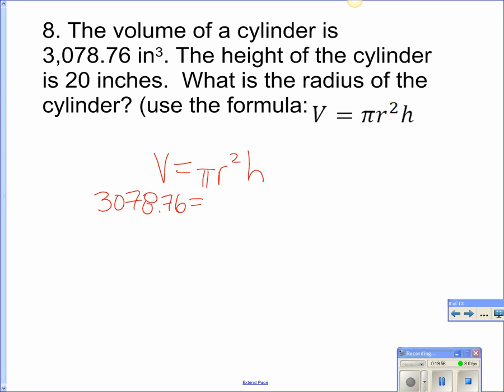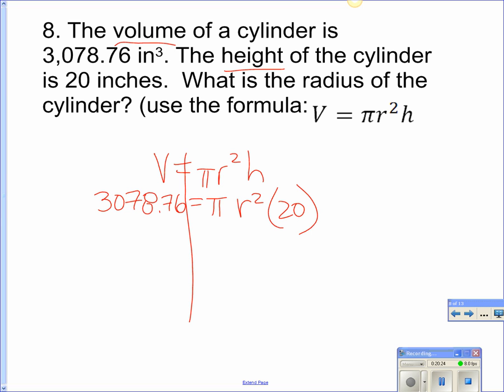Okay? Jeremy, what other number do they give us? What letter does that go in for? What do they say 20 is? 20 is the height, so it goes in for H. So I'm going to put R squared, and then I'm going to put 20 in parentheses. Okay? All right, Stephen A., I draw my line and circle what?